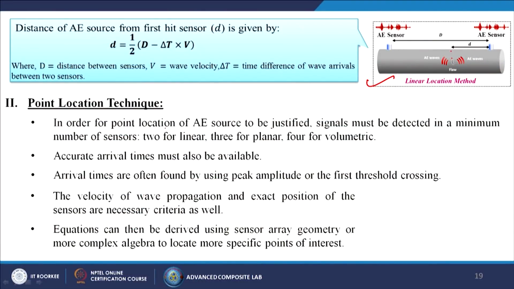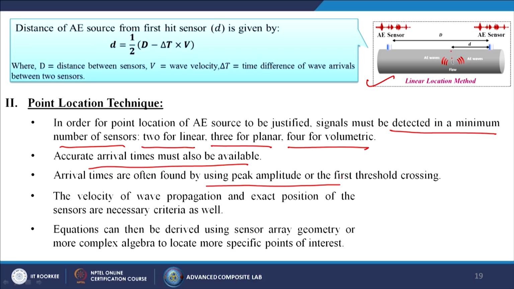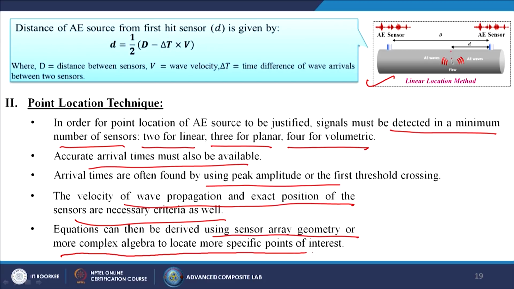Then the second one is called the point location technique. In order for point location of an AE source to be justified, signals must be detected in a minimum number of sensors: 2 for linear, 3 for planar, 4 for volumetric. Accurate arrival times must also be available. Arrival times are often found by using peak amplitude or the first threshold crossing. The velocity of wave propagation and exact position of the sensors are necessary criteria as well. Equations can then be derived using sensor array geometry or more complex algebra to locate more specific points of interest.